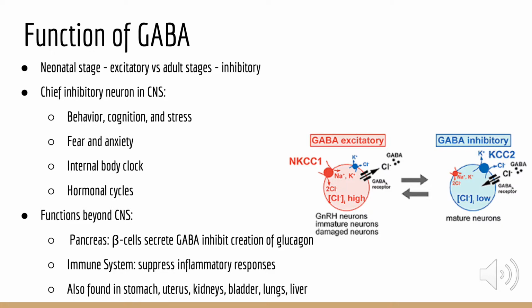Although GABA is mostly present in, and has the greatest concentration in, the central nervous system, it's also located in various other non-neural tissues, just in a smaller concentration. For example, in the pancreas, beta cells secrete GABA to inhibit the creation of glucagon, and in the immune system, GABA works to suppress inflammatory responses. GABA can also be found in the stomach, uterus, kidneys, bladder, lungs, and liver.